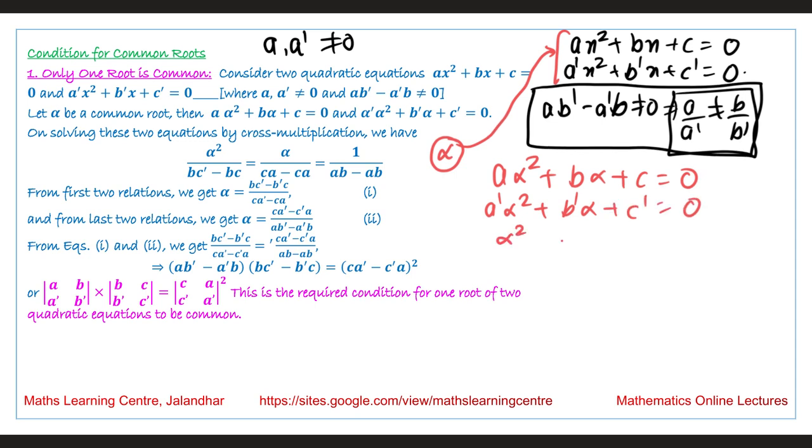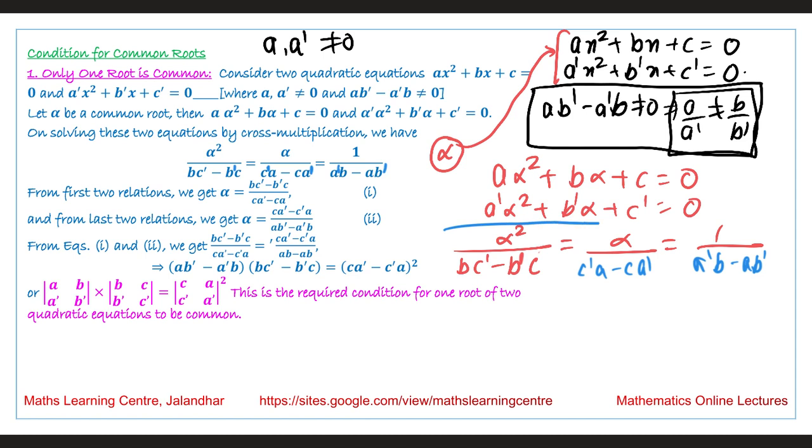So by cross multiplication we can write alpha square, alpha and 1. The coefficients we will have over here are bc dash minus b dash c, c dash a minus ca dash, and a dash b minus a b dash. So this value is not bc dash, this is b dash c. Similarly, for alpha we will have c dash a minus c a dash, and for 1 we have a dash b minus a b dash.